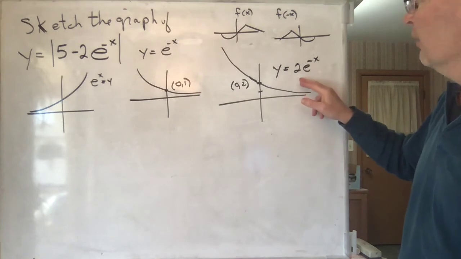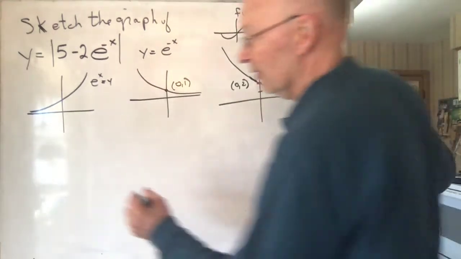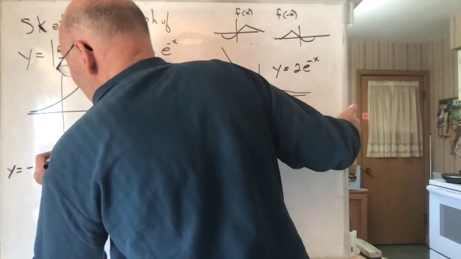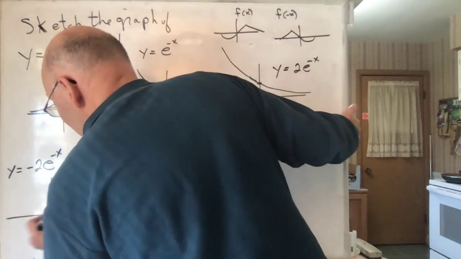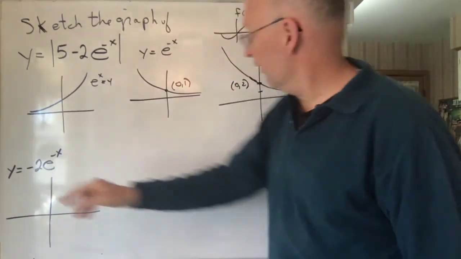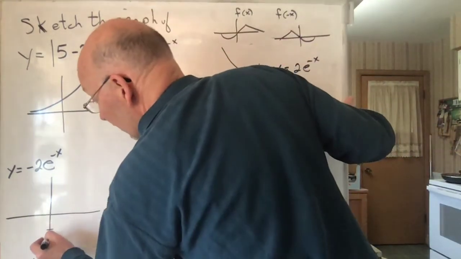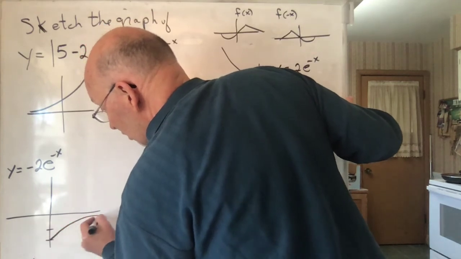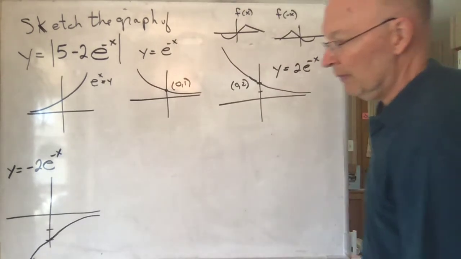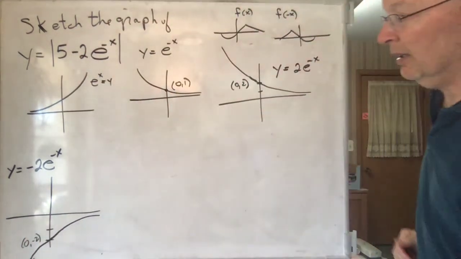Where do we go from there? Now we want to take the negative of this. We want negative 2 times this. So what happens when you take the negative of a function? Everything which is positive becomes negative. So this is going to be down here now. Looks something like that. Here's the point (0, -2). Okay, so it looks like that.